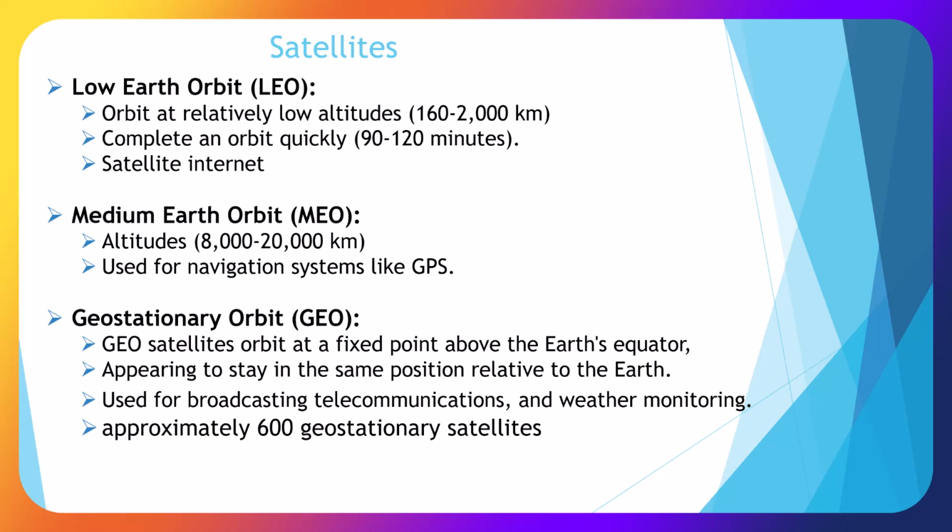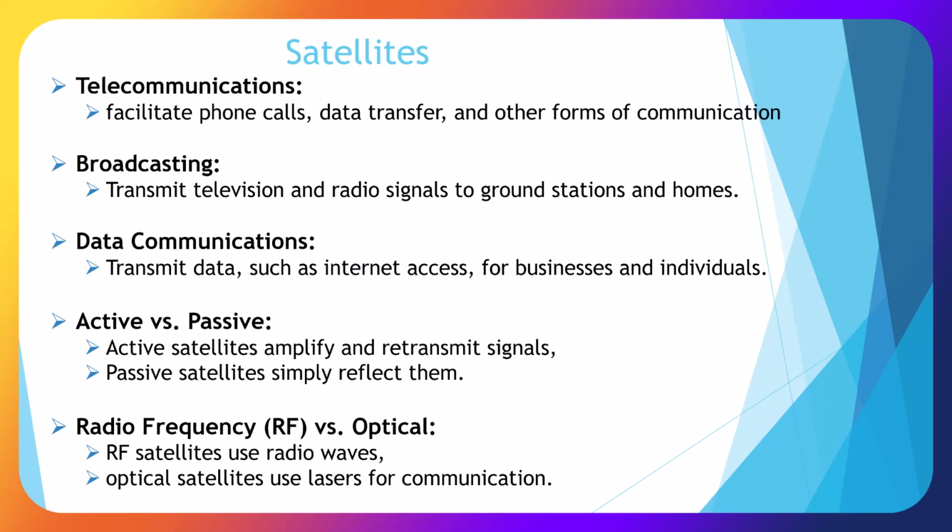Geostationary orbits orbit a fixed point above the Earth's equator, appearing to stay in the same position relative to the Earth, and it's used for broadcasting, telecommunication, and weather monitoring. And we have approximately 600 geostationary satellites. So satellites are used for telecommunications, broadcasting, data communications.